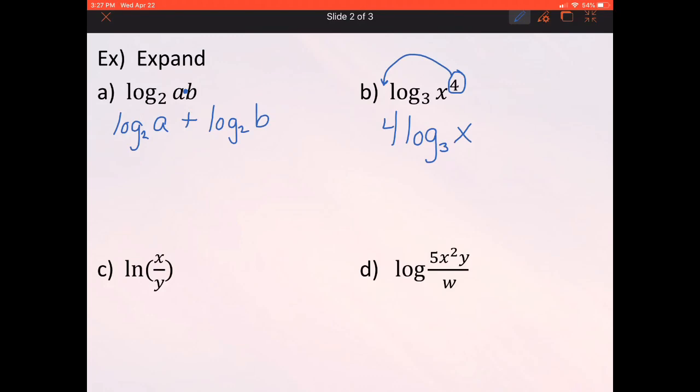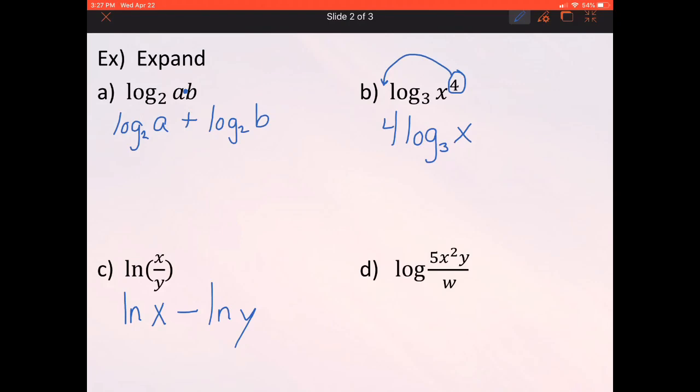All right, let's look at example C. So I have natural log of, I see x divided by y. Those are my only pieces. So they each get their own natural log, and because the y is at the bottom, it's being divided by y, it gets a subtraction. So natural log of x minus natural log of y, and that's what the quotient property said.